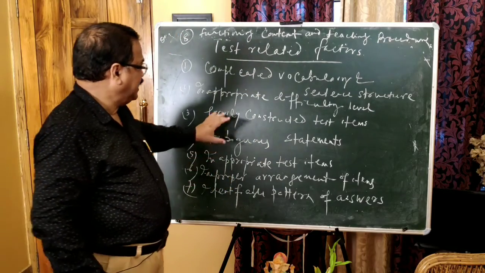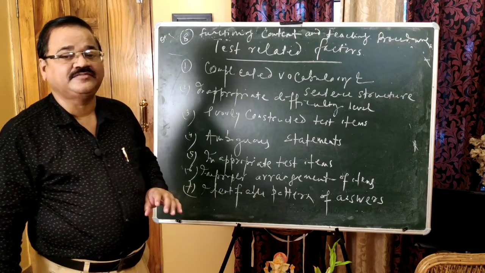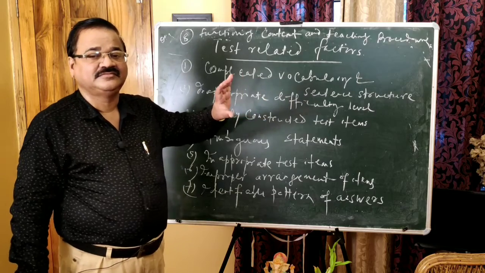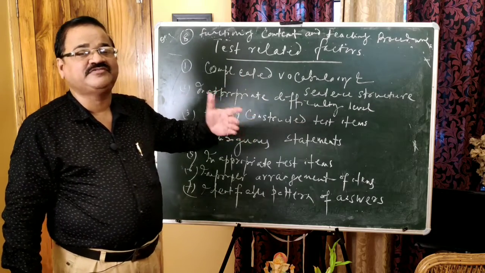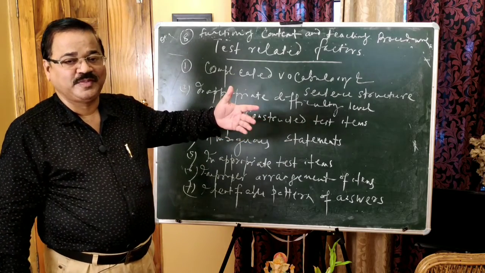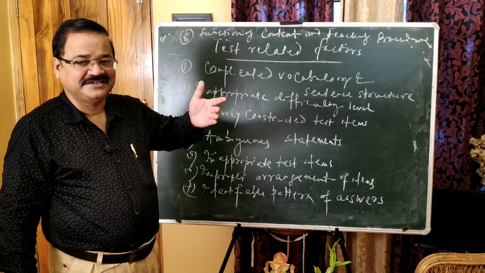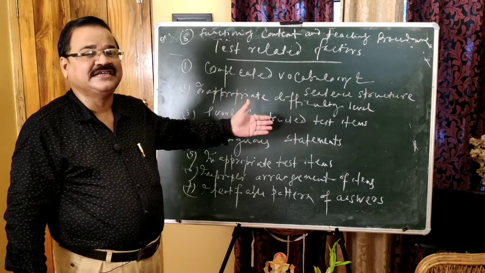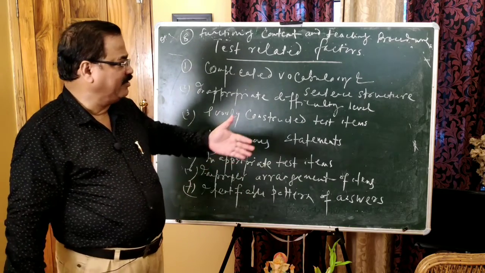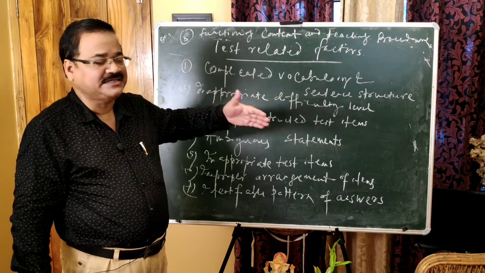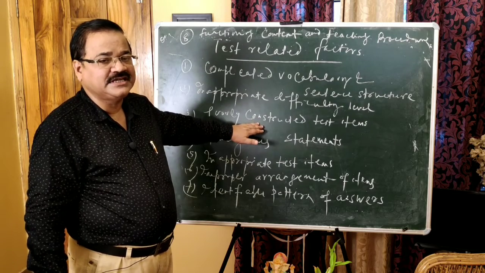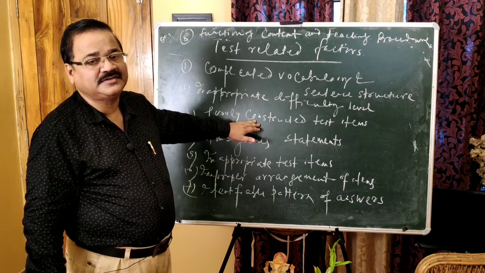Then the third one is poorly constructed test items. Sometimes the items are very poorly constructed. Particularly in objective type tests, sometimes the test maker gives some clues. So if you are very intelligent, you will apply your intelligence without studying the text or knowing the answer. Even looking at the test, because of experience and some clues, you will answer those questions. So such questions having clues should be avoided.